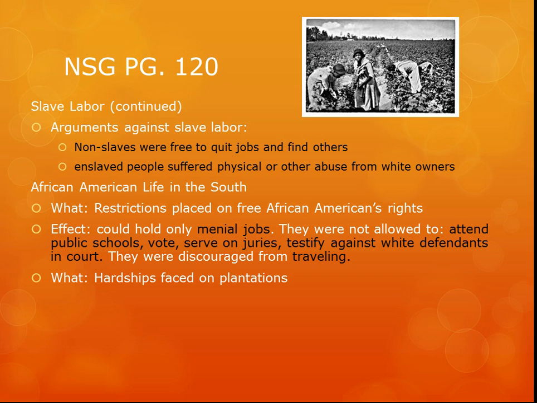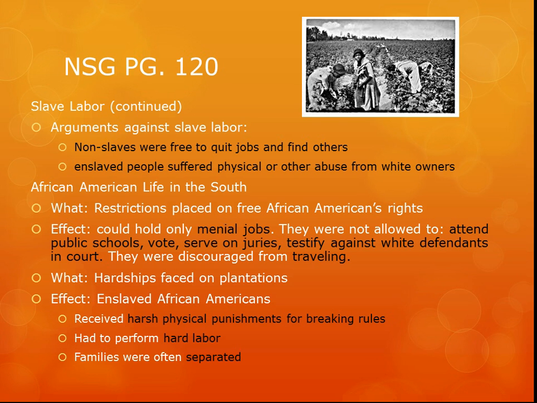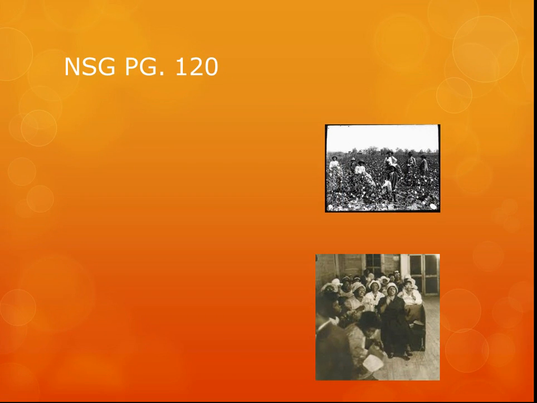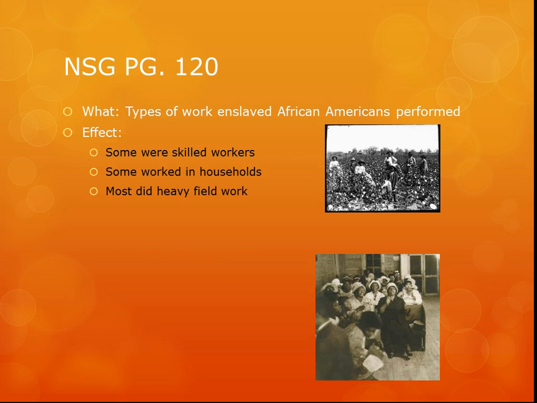There were a few free African Americans who lived in the South, and they did not have the same rights as many Americans should have had, and they faced hardships on plantations. These are slaves: physically harsh punishments for breaking rules. They had to perform hard labor, and their families were often separated. As for the types of work that African Americans did on the plantation, or those that were enslaved, some were skilled workers, some worked in households, but most did heavy field work. Most were slaves in the field, mostly picking cotton by this time in American history.